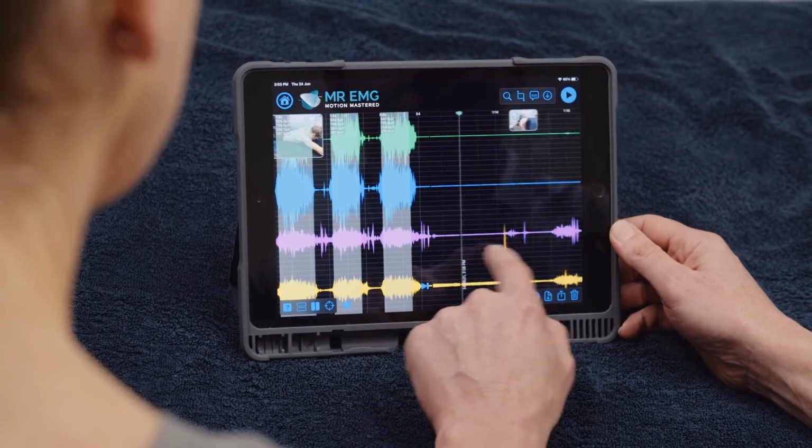To conclude the assessment, we recommend you sit down with your subject and analyse their data, identifying any muscle hyperactivity or inactivity during movements you feel is related to their symptoms.